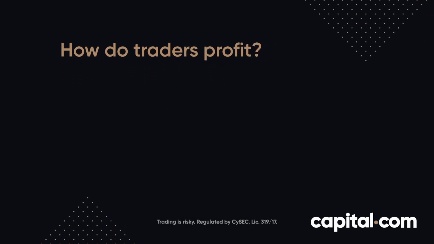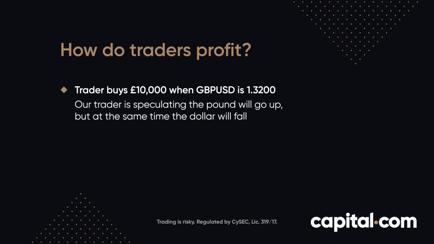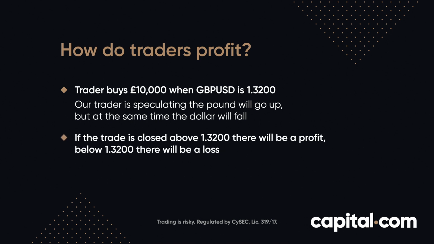And let's take a look at how traders profit from this. Well, if our trader buys £10,000 when pound US dollar is 1.32, the trader is speculating that the pound will go up, but at the same time, the dollar will fall against the pound. When we're buying, it's the first quoted currency we're speculating is going to rise. So if we're buying pound US dollar, we think the pound is going to rise and the US dollar is going to fall. So if the trade ends up being closed above 1.32, there's going to be a profit because we bought at 1.32. If we close this trade below 1.32, there will be a loss.